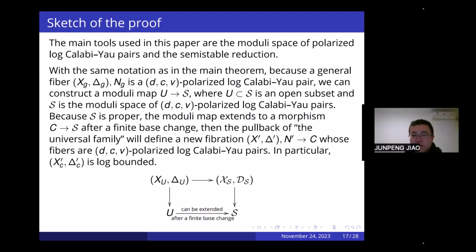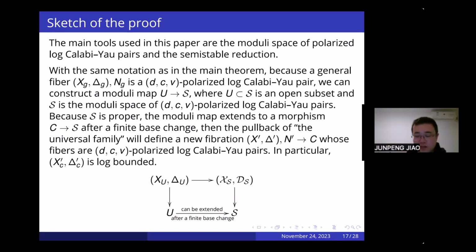The modular map from U to S can be extended to a morphism C to S after a finite base change. Then the pullback of the universal family. Here, the universal family exists. This is because this DCV polarized log Calabi modular space is actually a coarse modular space. It is not a fine modular space. But the good thing is, it is a quotient of some fine modular space coming from the Hilbert scheme.